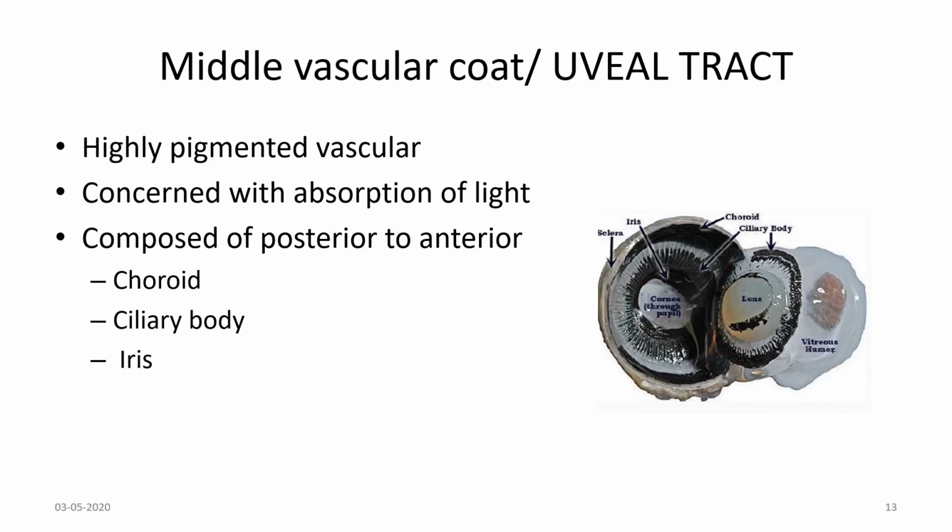Coming to the middle vascular coat or uveal tract. This is not only vascular, it is a highly pigmented coat. This is concerned with the absorption of light rays and it consists of, from posterior to anterior, the choroid, the ciliary body and the iris. These are the three components of the vascular coat or uveal tract.